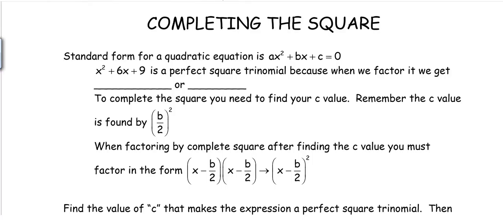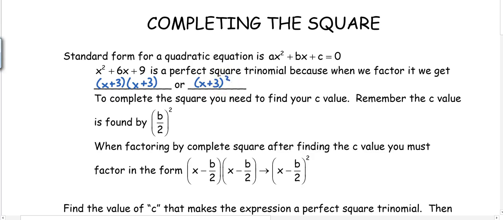This video is about completing the square. So remember, when completing the square, standard form for a quadratic formula is ax squared plus bx plus c equals 0. So let's take, for example, x squared plus 6x plus 9, which is a perfect square trinomial because when we factor, we get x plus 3 times x plus 3, or x plus 3 squared.